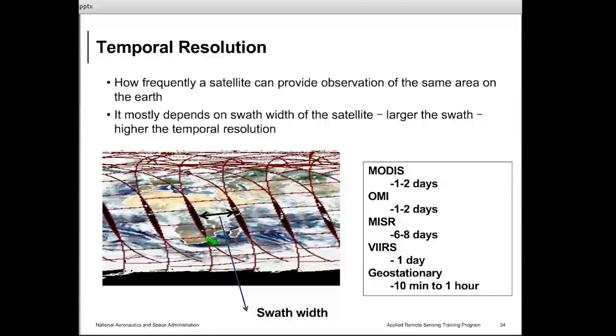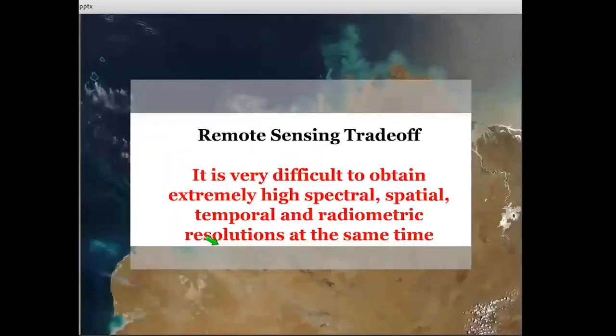Typically, a polar orbiting satellite provides a repeat cycle of 1 or 2 days as its temporal resolution, whereas a geostationary satellite, which looks at one place on the Earth continuously, can provide much higher temporal resolution data, ranging from 10 minutes to 1 hour.